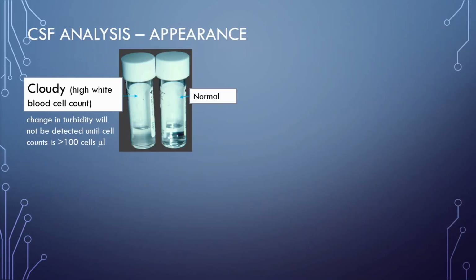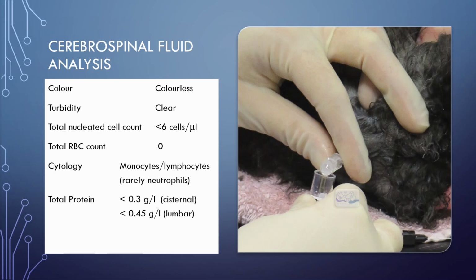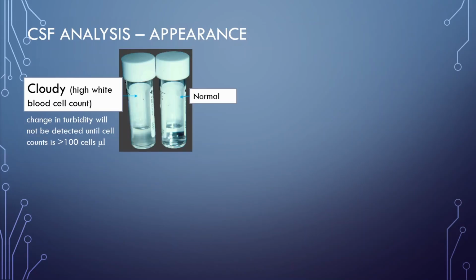So first of all, the appearance. When the cell count is very high, you'll have a cloudy sample, as indicated here. Now, this cell count was in the thousands, over 3,000 in fact, and you won't detect that change by visualization until the cell count is more than 100 cells per microliter. If you bear in mind that the normal cell count is less than 6 cells per microliter, this means that you cannot tell that a CSF sample is abnormal by looking at it.